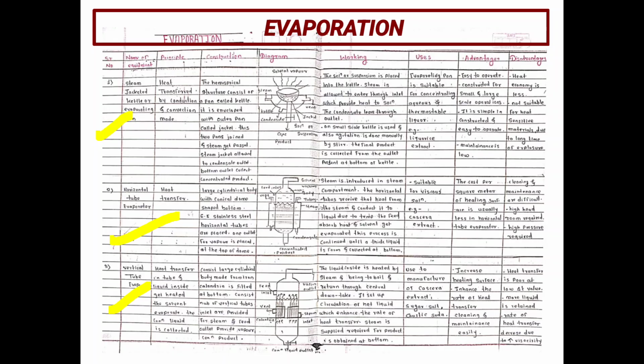So first we learn about the steam jacketed kettle or evaporating pan. Heat transfer is by conduction and convection mechanism. Construction: it is a hemispherical structure consisting of a pan called a kettle. It is enveloped with an outer pan called a jacket. Steam is passed between the two joined pans, the steam condenses and leaves through the bottom outlet, and the concentrated product is collected.